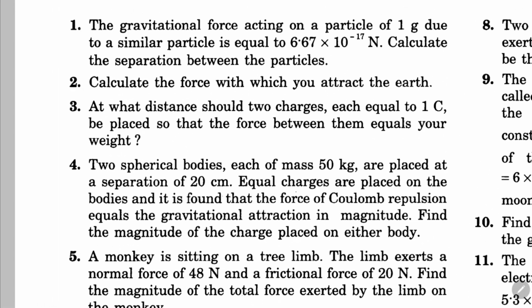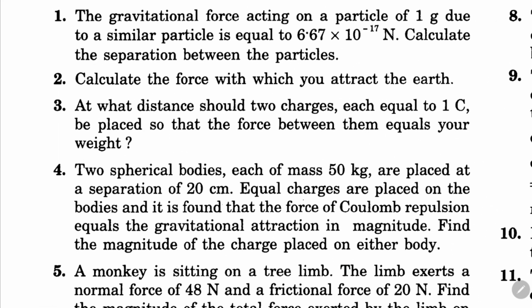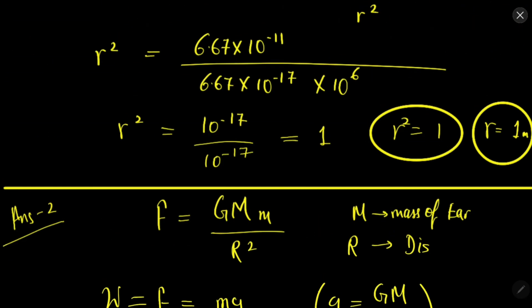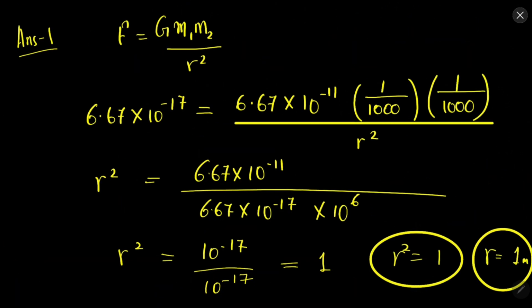Now in the third question, at what distance should two charges each equal to 1 coulomb be placed so that the force between them equals your weight? So you have to find the distance between the charges. So question number 3. The force in between two charges is given by Coulomb's law, 1 upon 4 pi epsilon naught q1 q2 upon the distance square, quite similar to the formula for gravity.